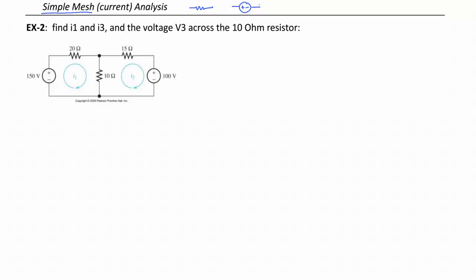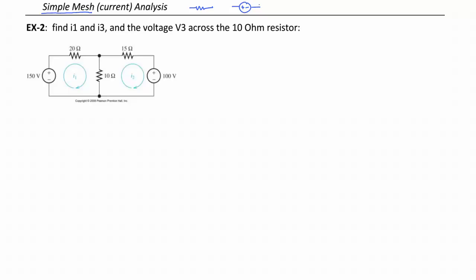Now make sure that for a circuit to be able to be solved by mesh analysis, the circuit has to be planar. Go back and watch that initial preliminary video where I mentioned what a planar circuit is. But this certainly is a planar circuit, and so we're going to go ahead and proceed.